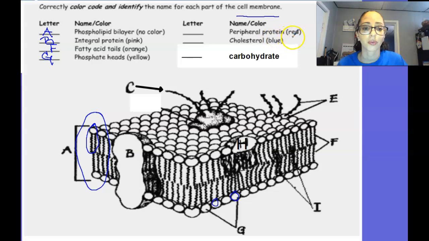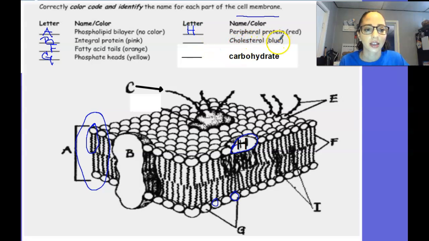Then peripheral proteins. So peripheral proteins, remember, are those proteins that are on top of the phospholipids and can also be on top of integral proteins. So in this case, we have this one over here. This is a peripheral protein.